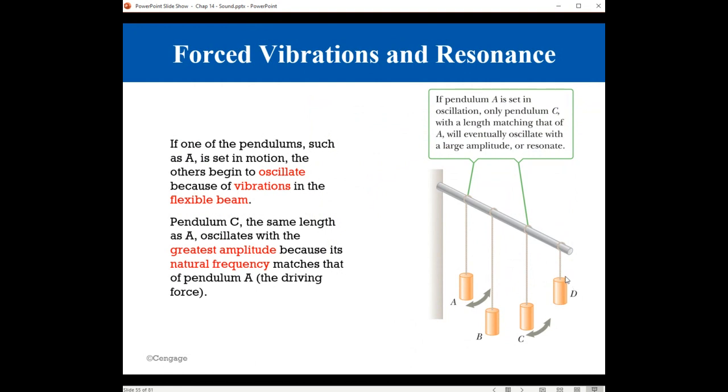B and D have different lengths, so the frequency for their oscillations is different from the natural frequency for A. Okay. So if you have this forced vibration situation, the resonance for A will be picked up by C because it shares the same natural length, the same natural frequency.